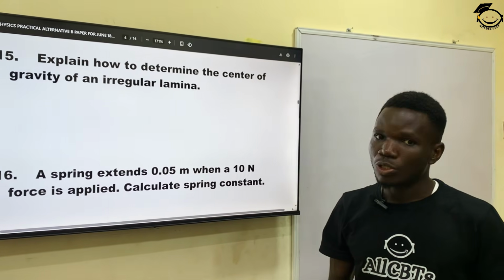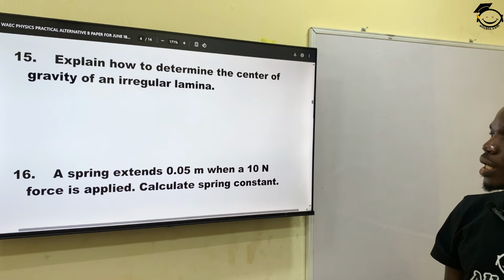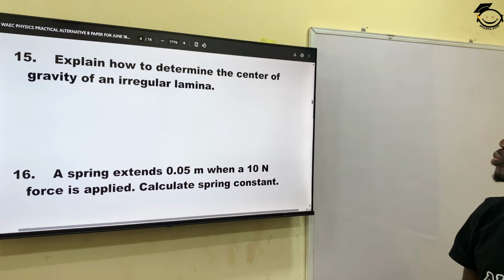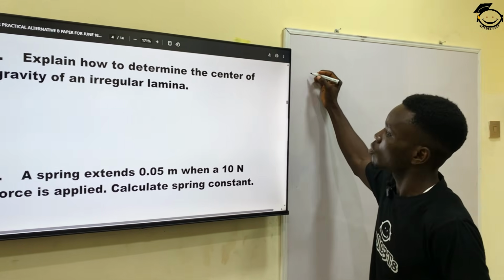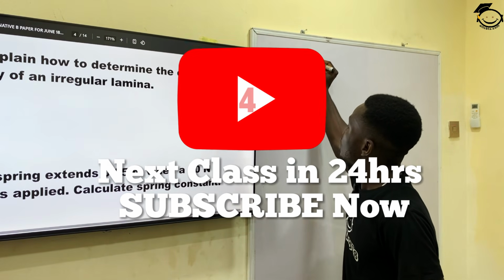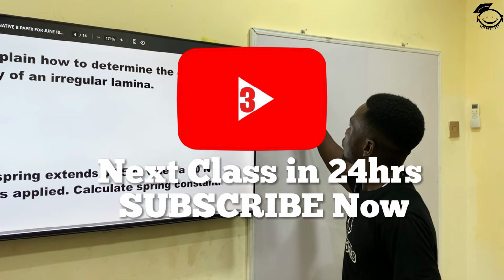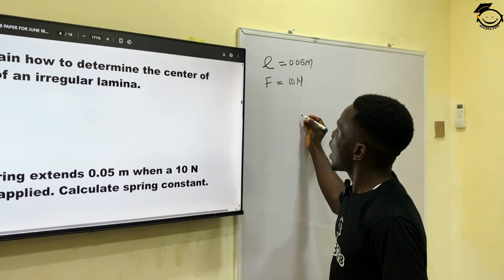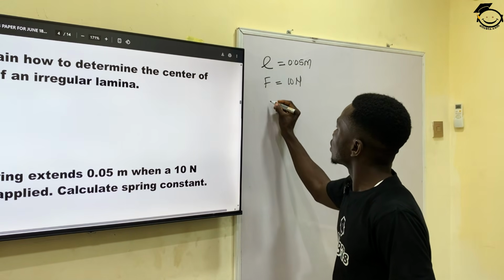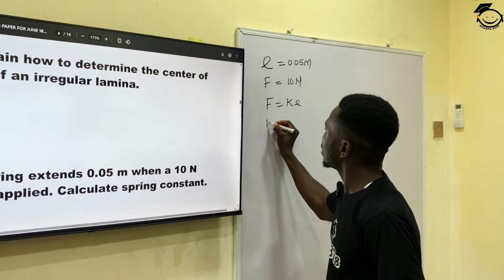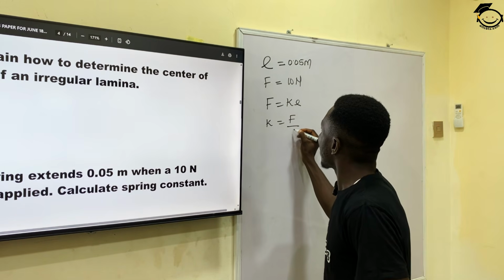Moving on to the next question, which is question number 16, it says a spring extends 0.05 meters when a 10 Newton force is applied. Calculate the spring constant. So in this question, we are given the extension e as 0.05 meters, and we're given the force acting on it as 10 Newton. And we know from Hooke's law that force is equal to Ke. So this means that my K is equal to force over extension.